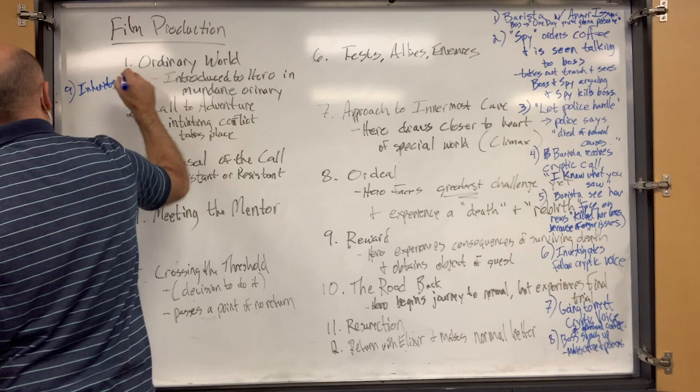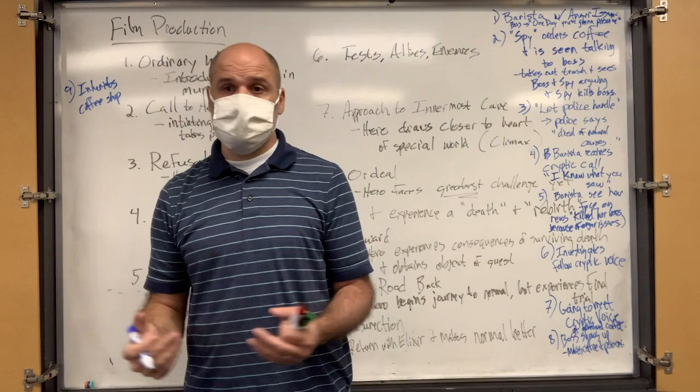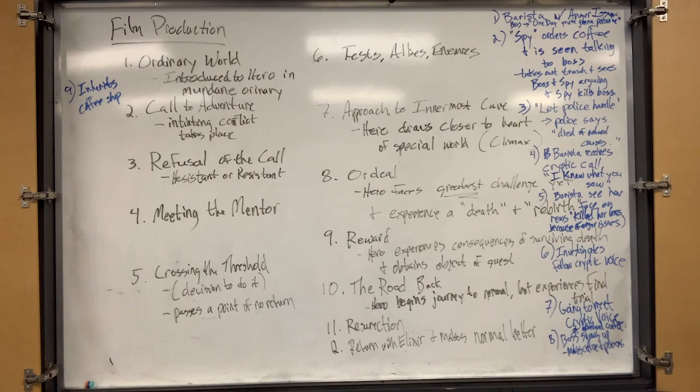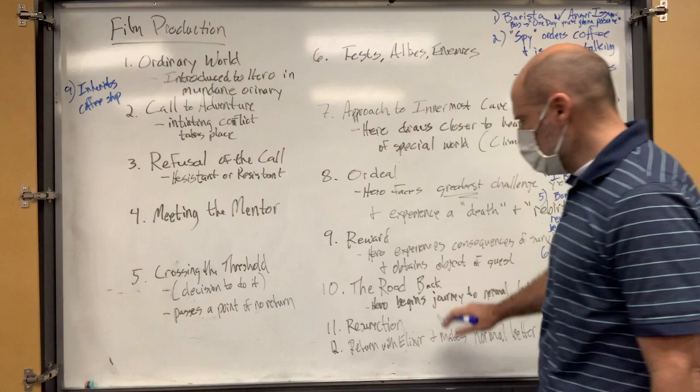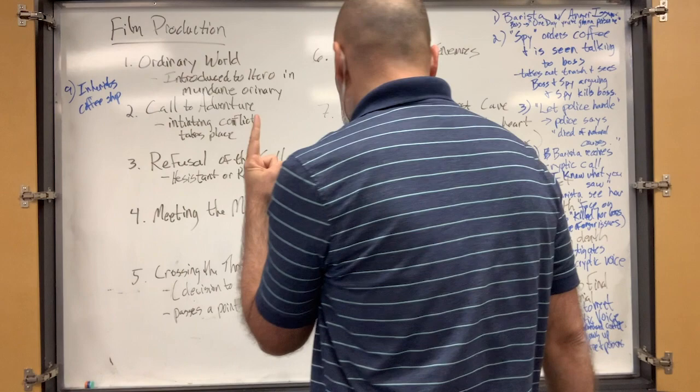Okay, and then the reward is that I think she defeats the boss and inherits the coffee shop business. It's not the drug money, because that's bad. But she inherits the business, and she's the new hero. So that's the reward. Really, what we did here is we put 9 through 12 all into this. So she inherits the coffee shop, defeats the boss. That's the reward. Solves the mystery. Okay, the road back.